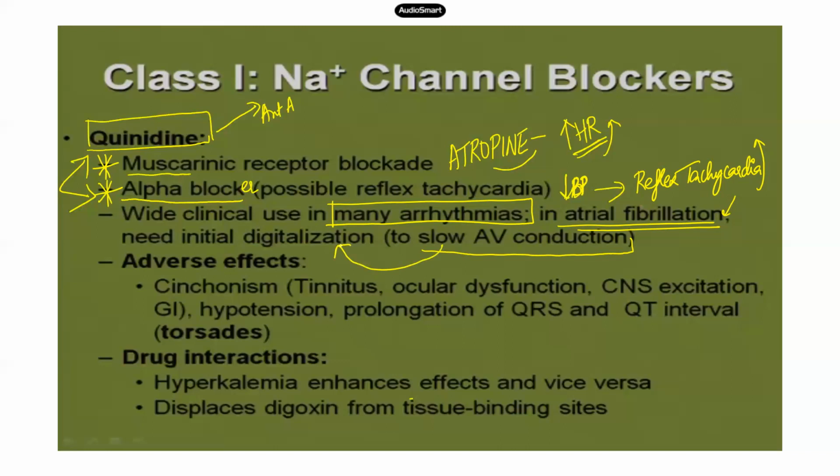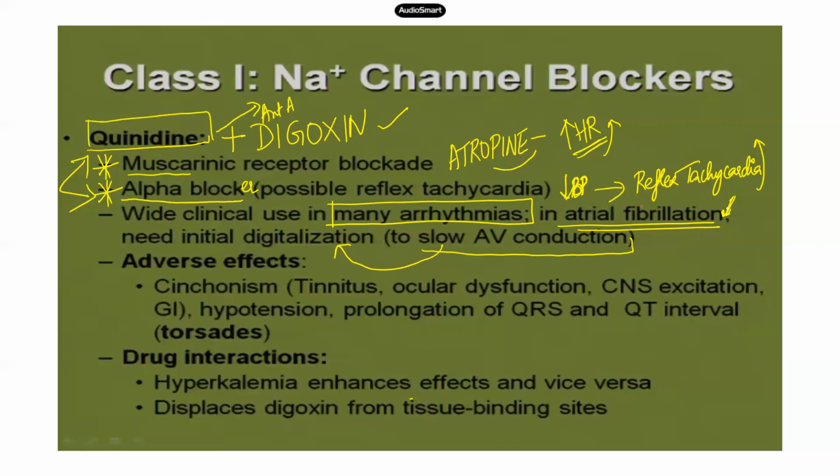That means along with quinidine you give digoxin. Now, digoxin basically causes a decrease in the heart rate, and you will be talking about more of digoxin in your congestive cardiac failure chapter. But what you need to remember at this point in time is that digoxin is given along with quinidine to slow the AV conduction in case of atrial fibrillations.